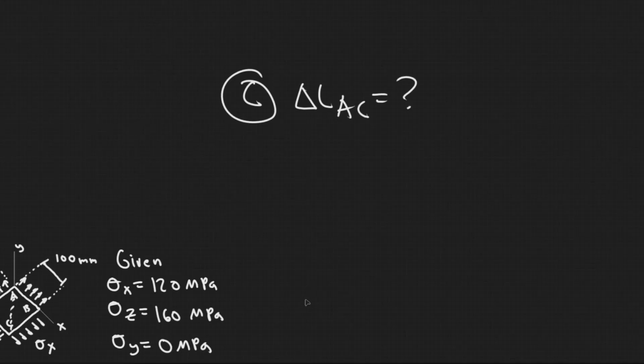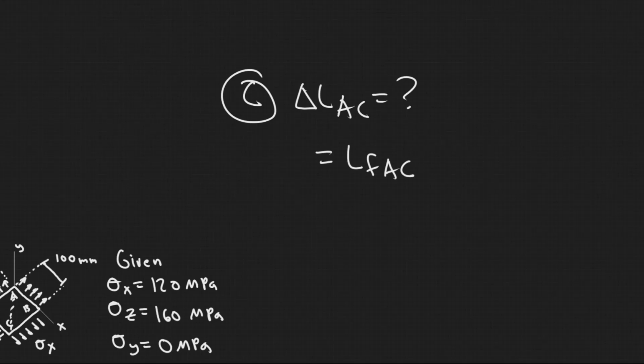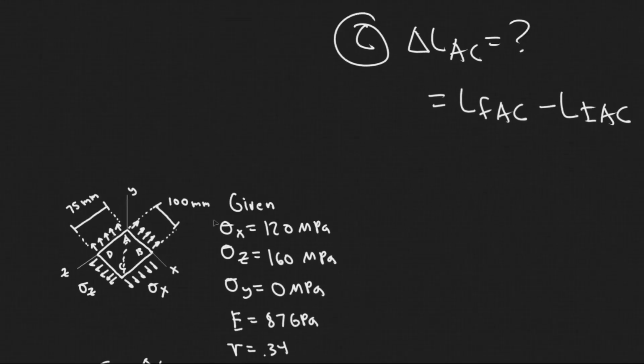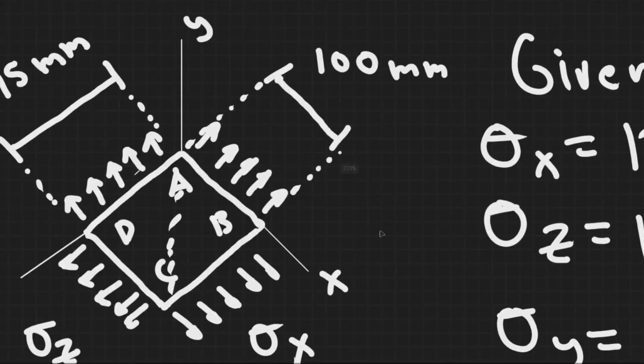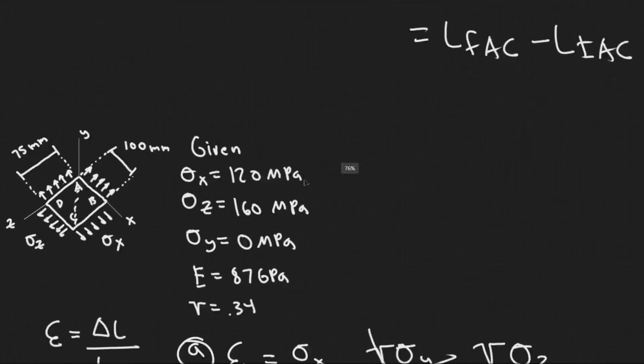So we obviously know change in length, right, is L final, we'll call it LFAC, right? The final length of AC minus the initial length. I'll call it LIAC. So this is what we need to find, these two values. Now, the easy thing to start off with is the initial length of AC. So how can we solve for that? So keep in mind, we're going to use a little bit of Pythagorean theorem here. We know that this length right here is AC, and it's going to form a right triangle.